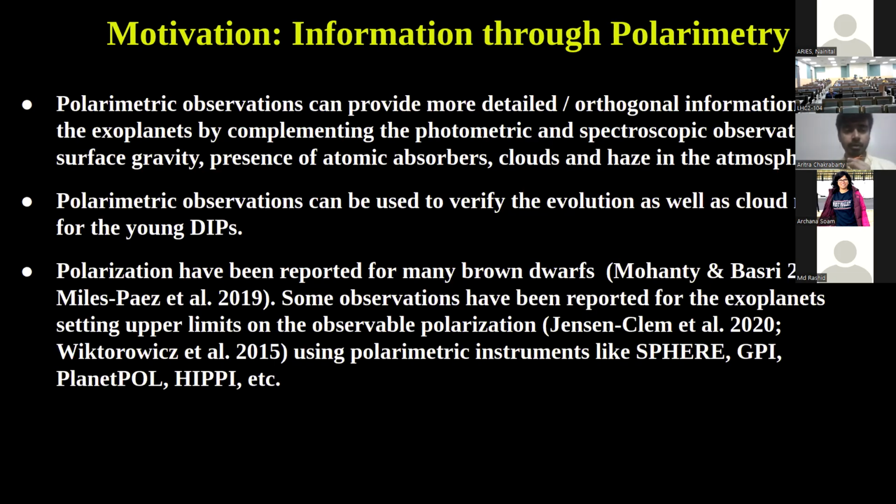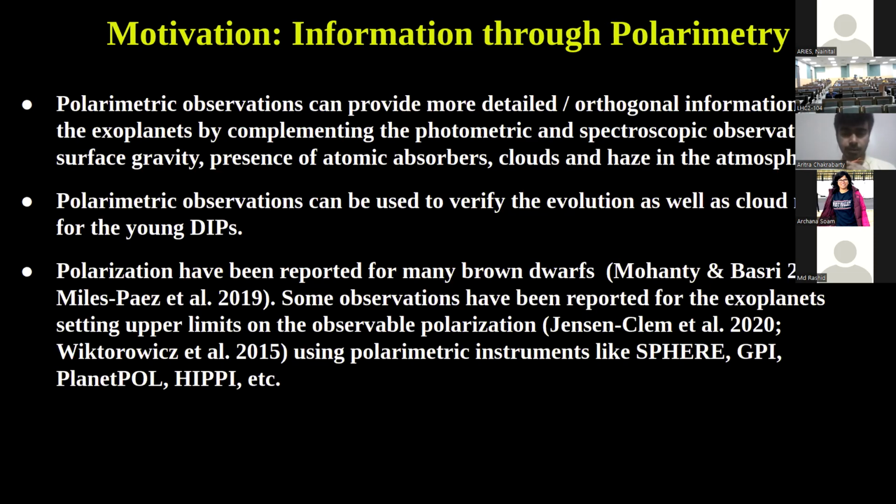Polarimetric observations, since they provide additional information, can be used to verify the evolution models as well as the cloud models for directly imaged planets. Polarization is not something absolutely new. There are polarization reports for brown dwarfs already out there, and also for solar system planets. So we expect the light from exoplanets to be polarized too.